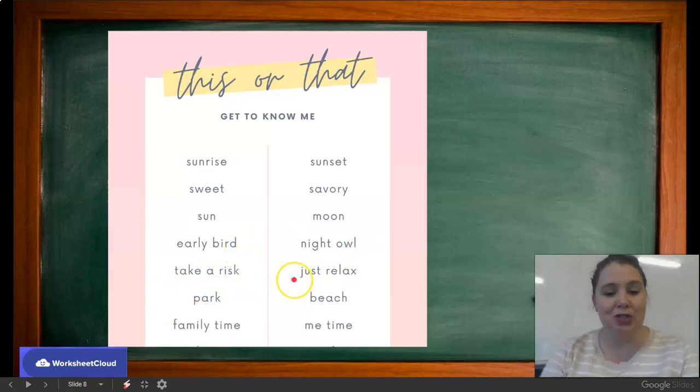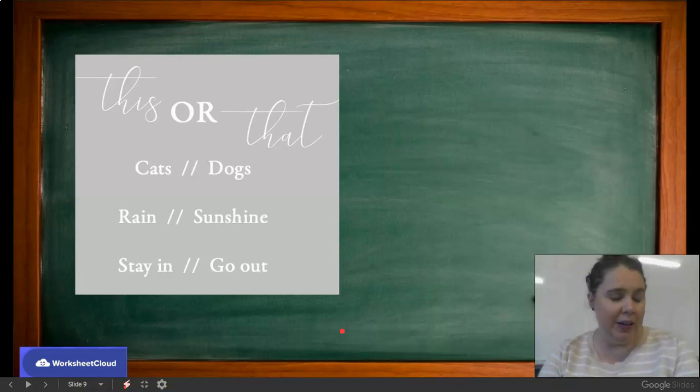Take a risk or just relax? It depends on the situation. I like taking risks. Park or beach? I think park. I love being around trees and greenery and nature. Family time or me time? I mean, we all need both. So I think I love spending time with my family, but it's also good for us to take time for ourselves.